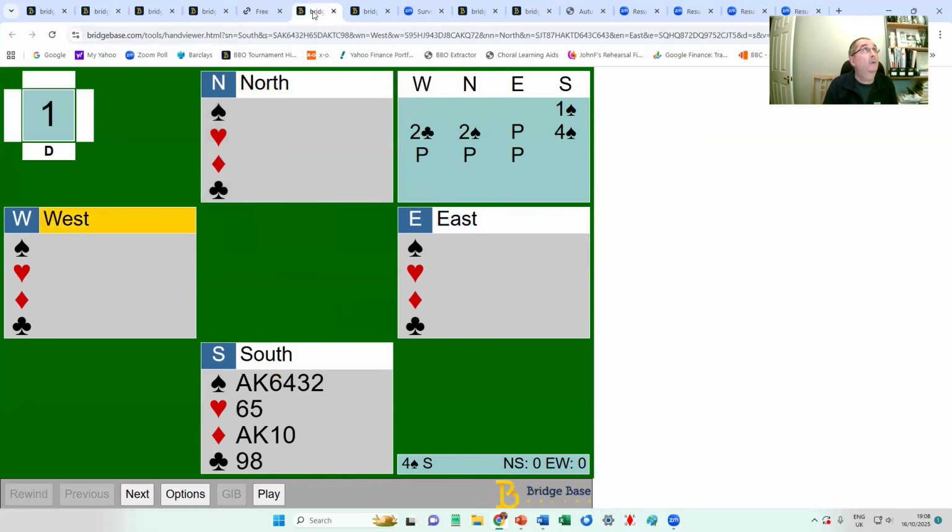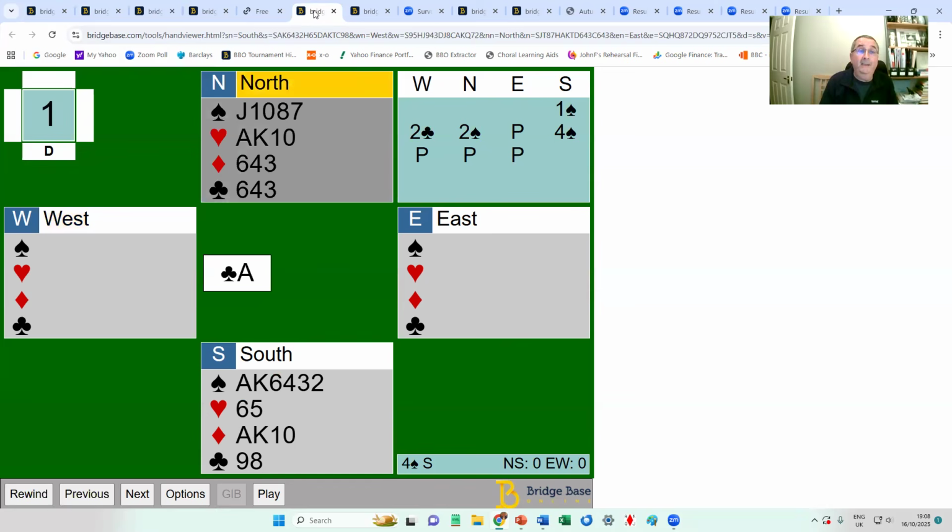Do interrupt me if you have any questions on that. And let's try this one. You open 1 spade, there's a 2 club overcall, North bids 2 spades, and you jump to 4 spades. You've only got 14 points, but you've got a 6 card suit. And the opponents start off with the ace of clubs. And I'd like you to think about your likely losers on this hand. In fact, that's the subject of the next poll.